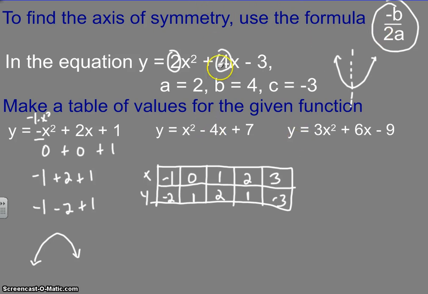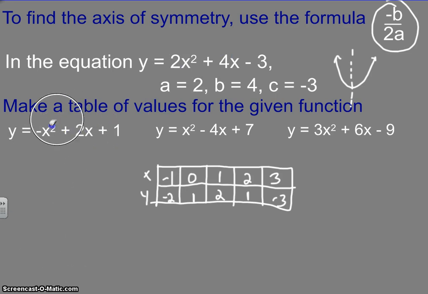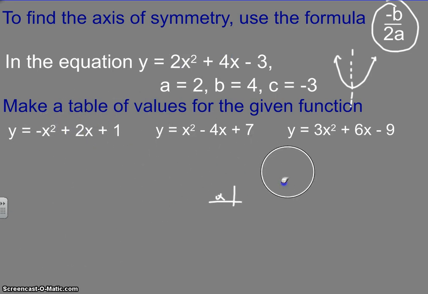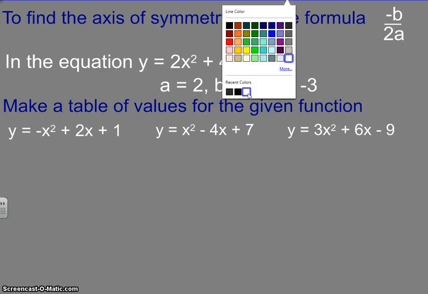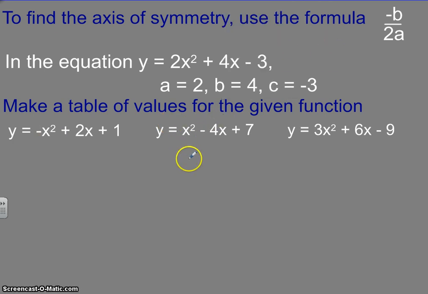Okay, it sounds really difficult. It's something different, something brand new, but it's really good to see these, just at least see these before next year, and to be able to make tables, because you will make a lot of tables next year. There are other ways to graph this, but it's really good to make a table. Okay, let's do this next one.